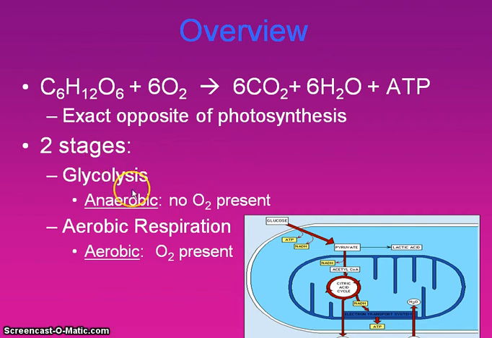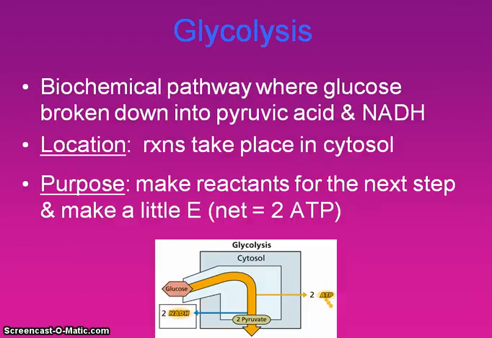So it is the exact opposite of photosynthesis, and it occurs in two stages. Glycolysis is going to be our first step. And then, depending on whether there's oxygen available in the cell or not, they can go through two different processes. One would be an anaerobic process if there is not enough oxygen available. And then if there is enough oxygen available, then they will go through aerobic respiration, which is the ultimate goal, because that is where we're going to be making the most energy.